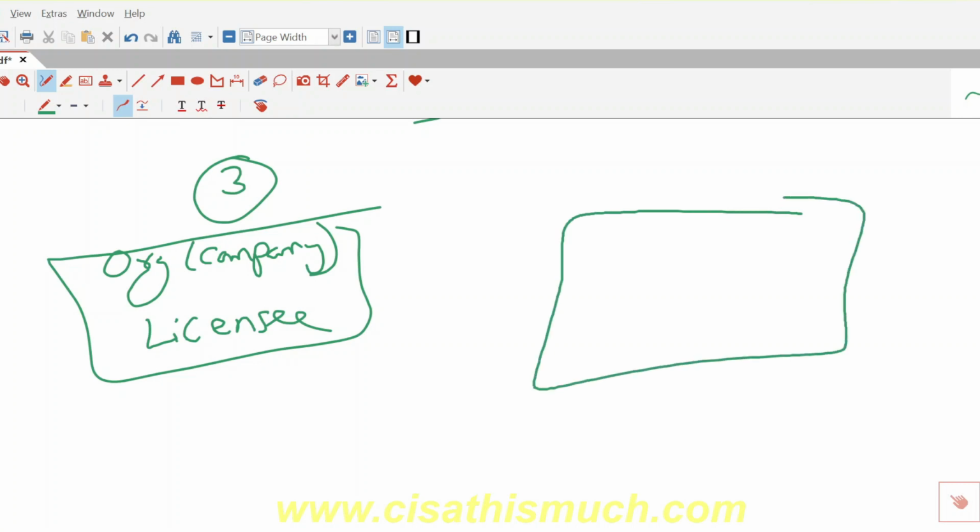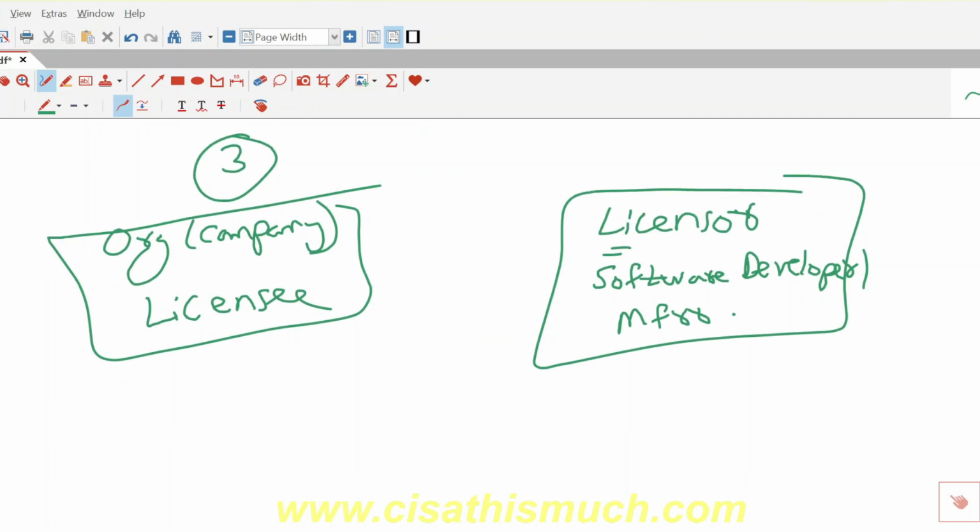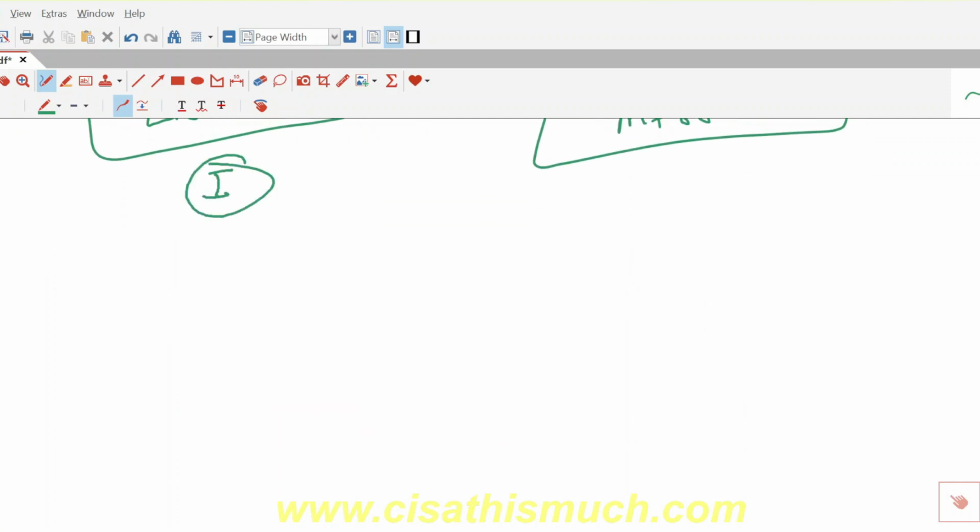Then we have something known as the licensor. Licensee, licensor. And why do we call this licensee or licensor? Again, we will discuss that also. The licensor is basically the company developing the software, the software developer, or the manufacturer of that particular product. So the software developer or the manufacturer is called the licensor, and the organization is called the licensee.